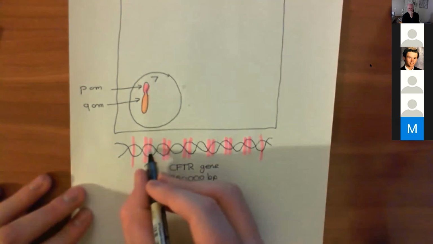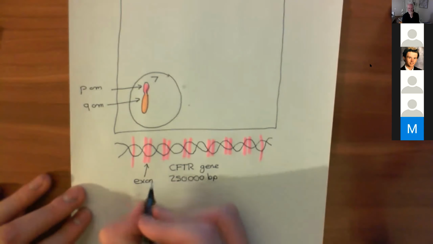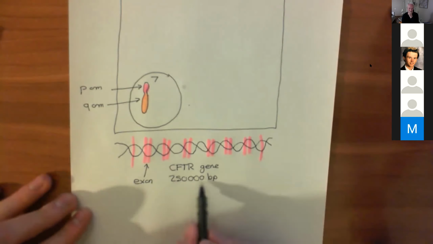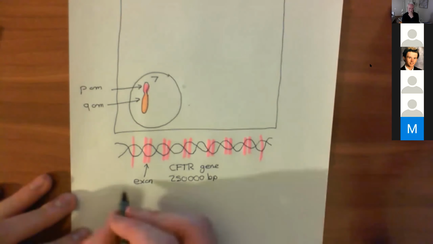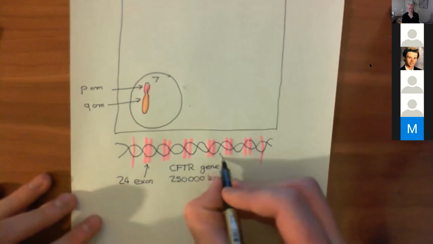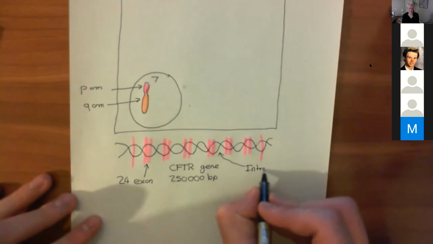So between these two lines is an exon, a bit of the DNA which we're actually going to use to construct something. And basically in the whole CFTR gene, in this whole 250,000 base pairs, there are 24 exons. And all the bits in between, so these big bits here, these are introns or non-coding DNA.